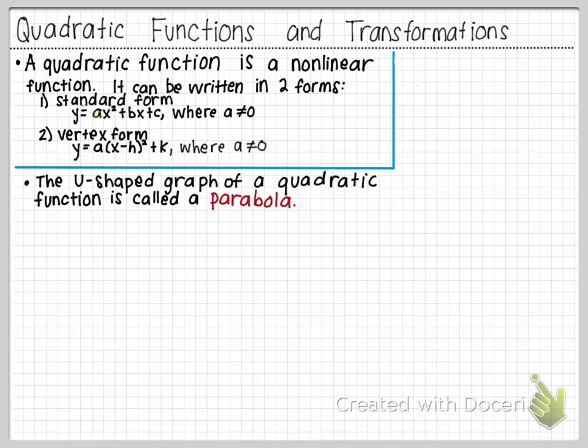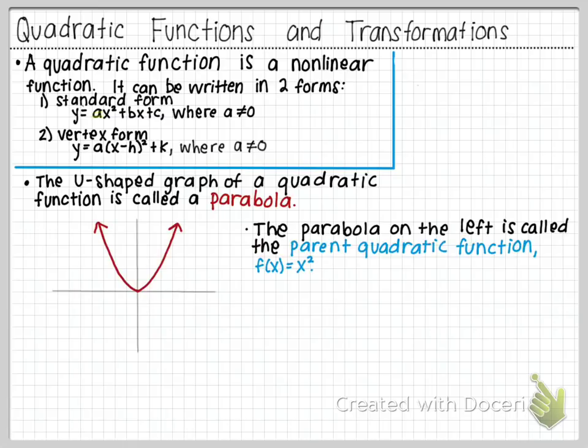Okay, so the U-shaped graph of a quadratic function is called a parabola. So this is what a parabola looks like. And on the left, it says the parabola on the left is called the parent quadratic function. The parent quadratic function is f of x equals x squared. Okay, so that's the parent function of a quadratic equation.